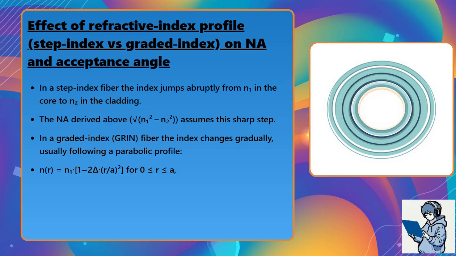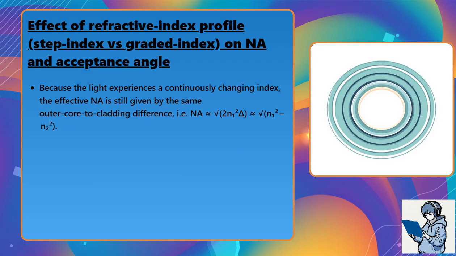N of r equals n sub 1 times open bracket 1 minus 2 delta times open bracket r over a close bracket squared close bracket for 0 less than or equal to r less than or equal to a, where delta equals n sub 1 minus n sub 2 divided by n sub 1, and a is the core radius. Because the light experiences a continuously changing index, the effective NA is still given by the same outer core to cladding difference.